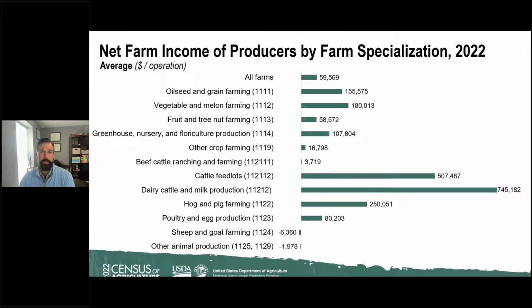So that $79,000 average net farm income has a pretty big dispersion based on the actual industry. You notice the higher net farm income for the dairy cows and the other categories. So, next slide, please.